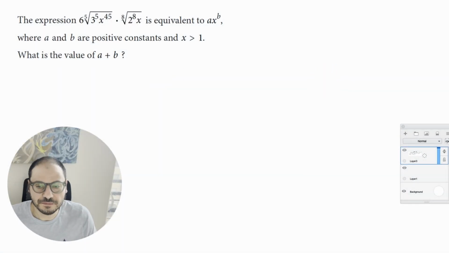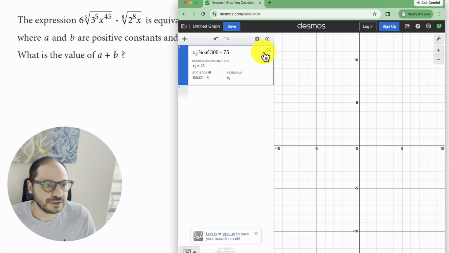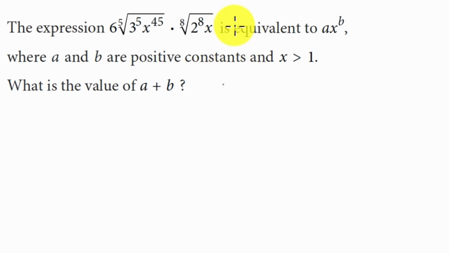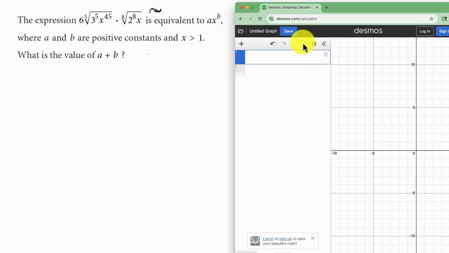This looks really difficult, but it's actually super easy with Desmos. The expression 6 times fifth root of 3 to the 5th x to the 45th times the 8th root of 2 to the 8th times x is equivalent to, so we're going to put the tilde, ax to the b. Since we're using regressions, all the x's need to be x1s, where a and b are positive constants and x is greater than 1. What is the value of a plus b? Let's put that into Desmos.